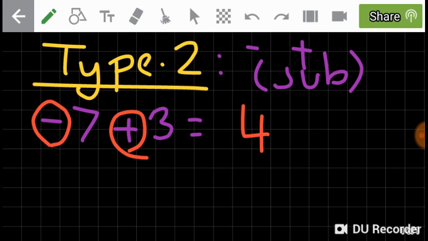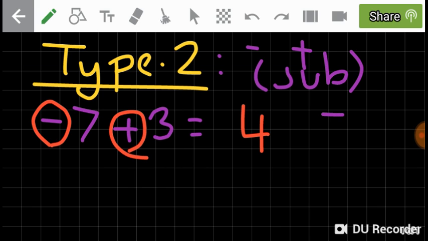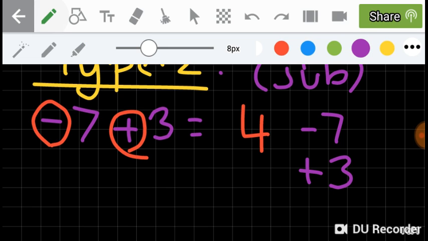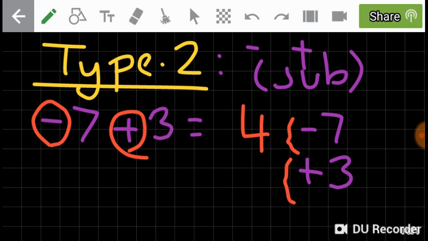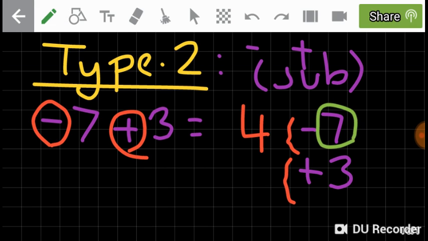Whether it's a positive 4 or a negative 4 depends upon this factor I'm showing you. I have negative 7 and plus 3. Now you neglect the sign. You do not observe the sign, and tell me which number is greater, 7 or 3. Of course you will tell me that 7 is greater than 3. And what sign does 7 have with it? 7 has a negative sign with it.